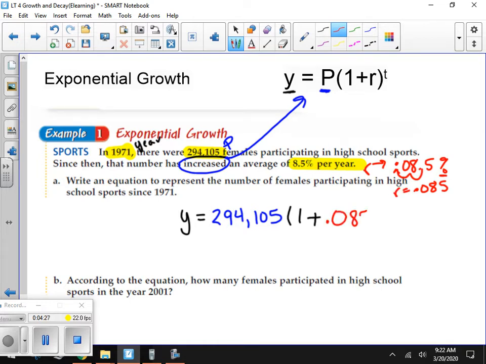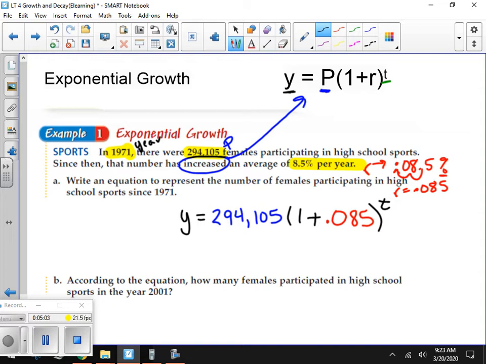And I'm going to close the parentheses, and the next thing I need is a time, how much time has passed. Well, it hasn't told me how much time has passed. I just know the initial year was 1971. I can't put 1971 there because that's not an amount of time. That's just a label for a year. It's not the amount of time that has passed. So for right now, I just need to put a T here. So that's all they're looking for, just the formula with the information you do know put in.